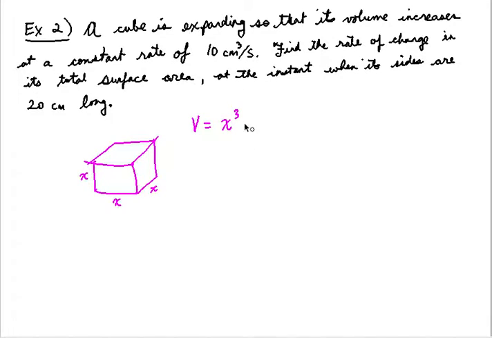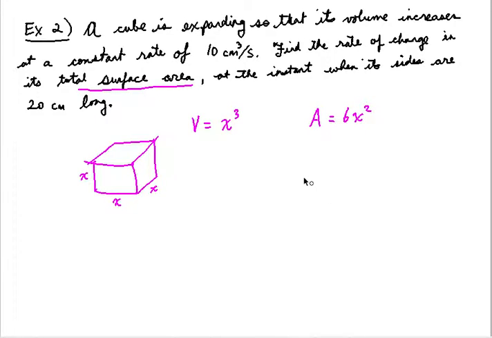Is there another relationship here? That still doesn't help me answer my question fully because I'm asked to find total surface area. So let's say A is my surface area, and what would the surface area of this be? There are 6 sides on a cube, and each of those sides is x squared, so we would say 6x squared.